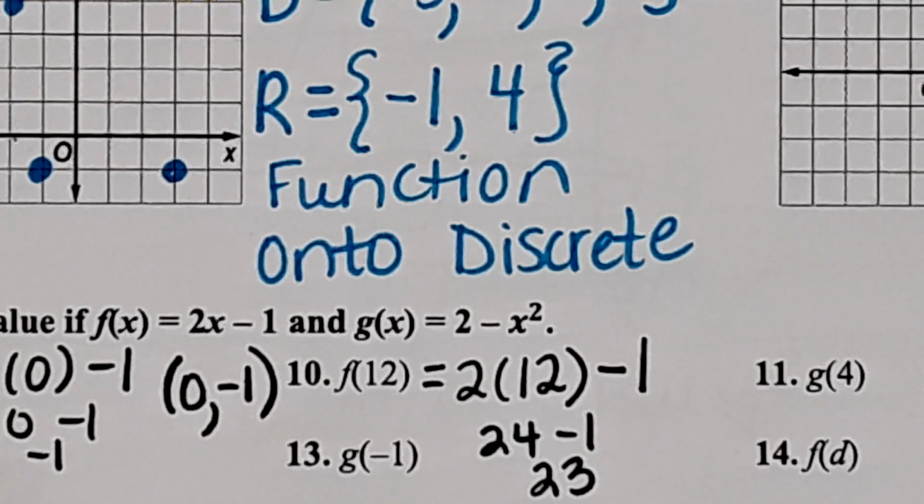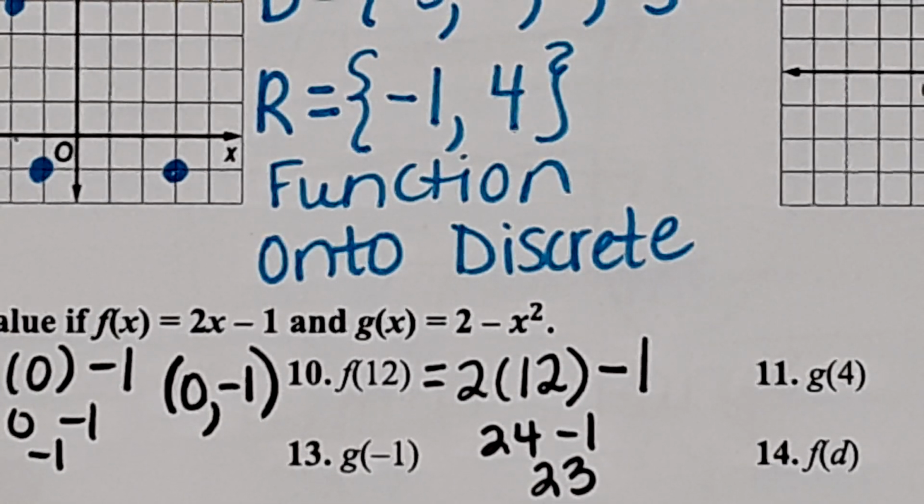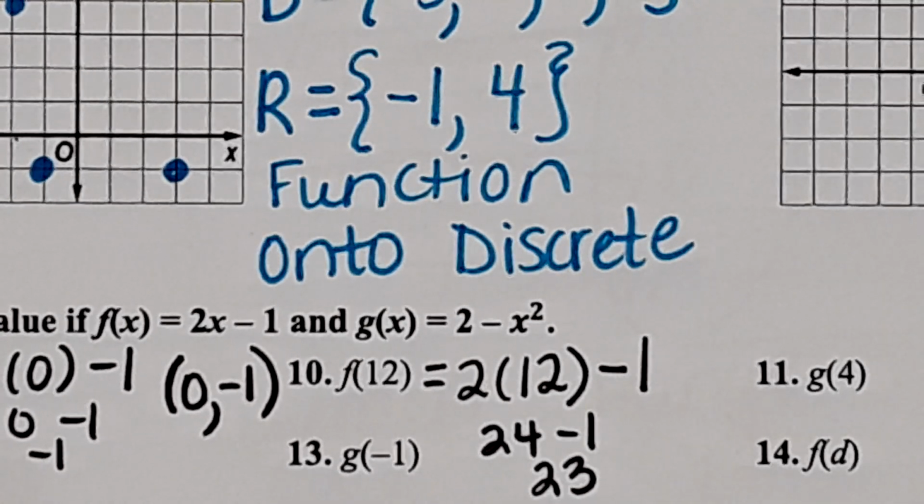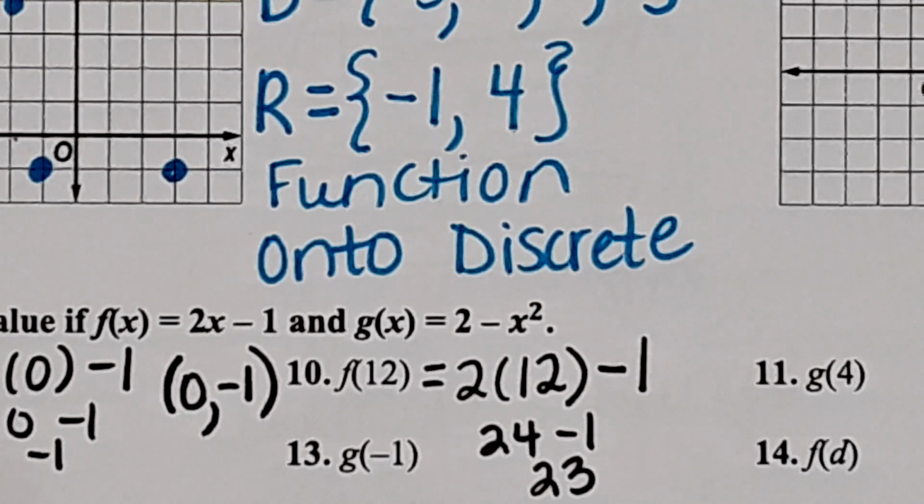What was my output value? 23. What is my domain? 12. What is my range? And what would my ordered pair look like? 12, 23. Now what I want you guys to do is I want you to right now try 11, 12, and 13. We're going to do 14 together, but 11, 12, and 13 right now, please.